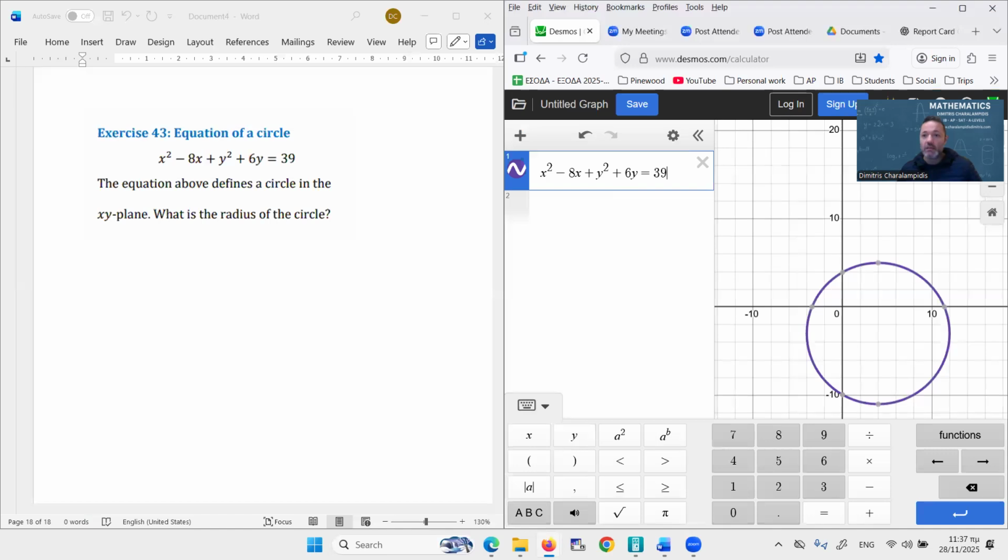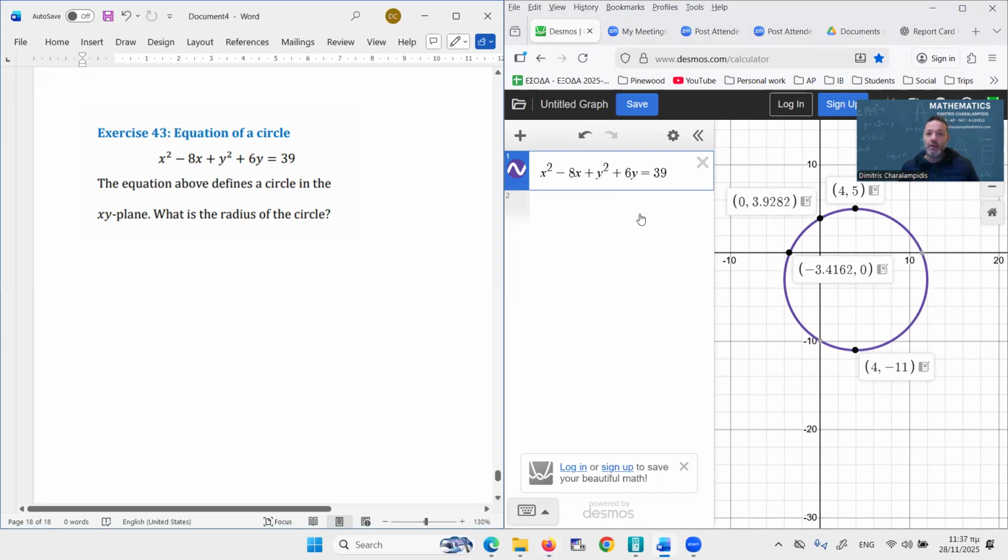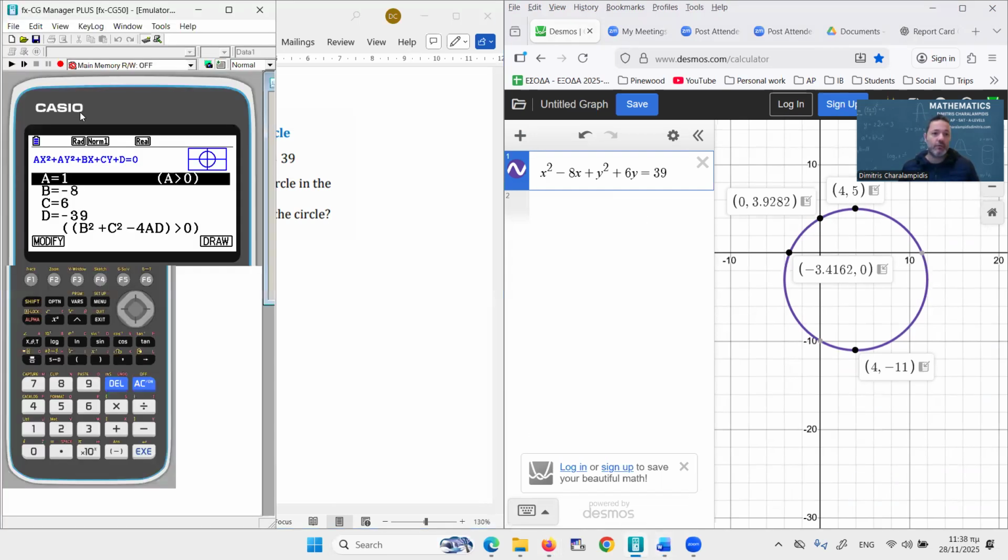So indeed, it created a circle, but I can only see the points of that. I cannot tell neither the center of that nor its radius. So Desmos here, sadly, it doesn't help me. Let me go next to my calculator.